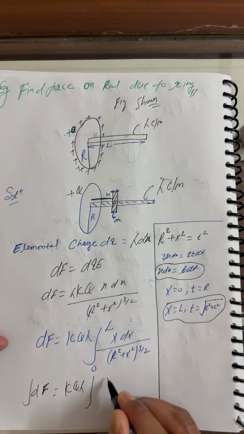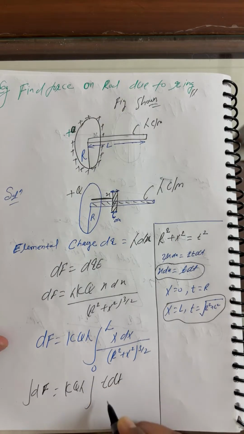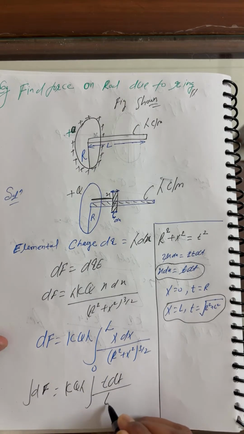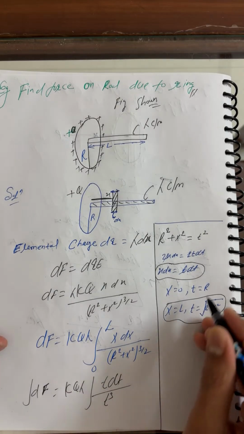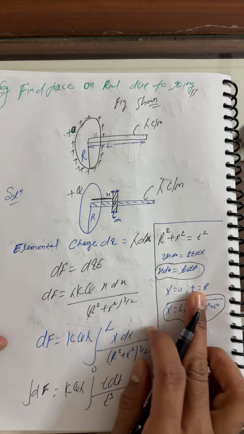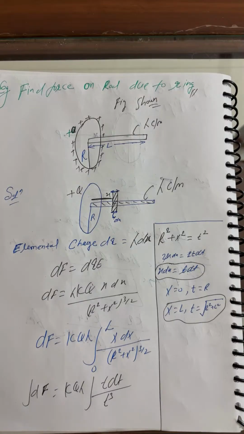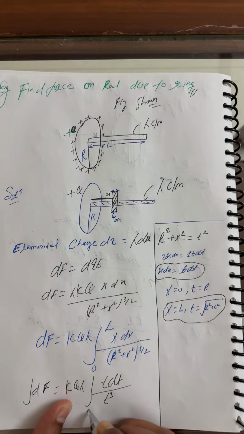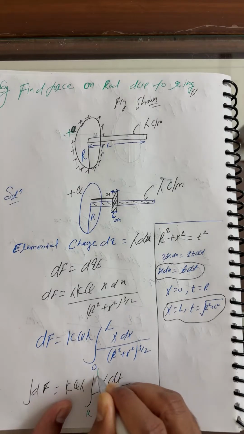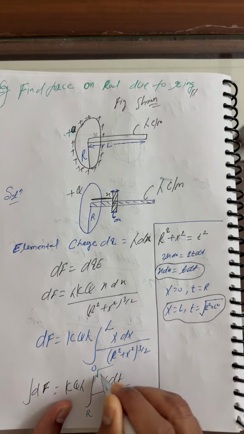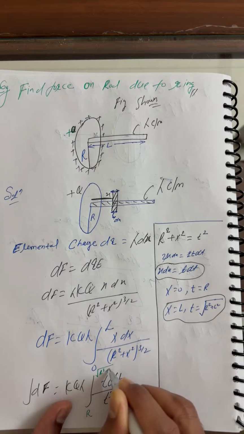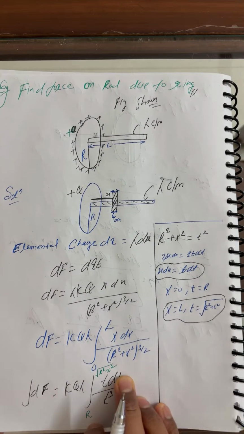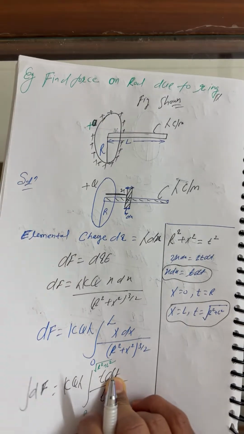X dx, you can say this is T dt, this is TQ here. This is TQ, limit, I can apply. So the initial limit is what? R. The initial limit, student, you can apply. This is R. But the final limit is what? This is R square plus L square. But I'll write here once more on the next page.